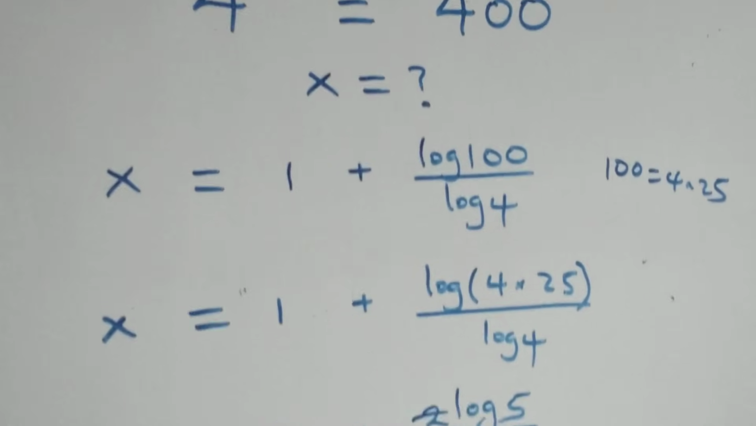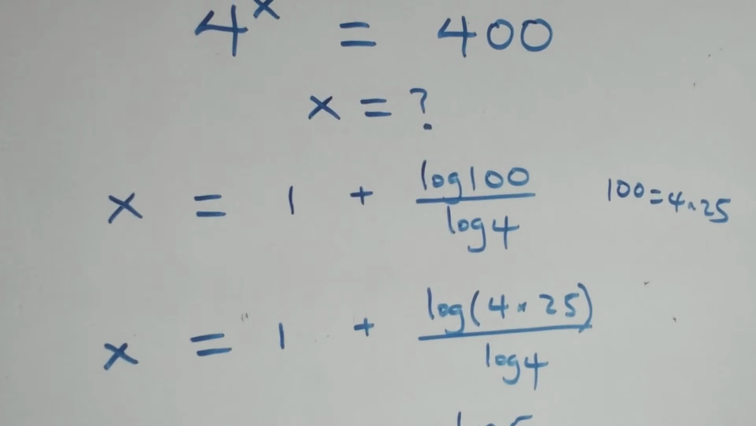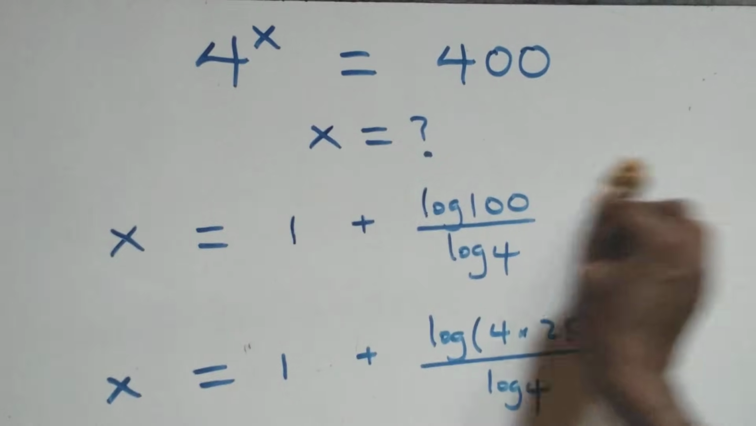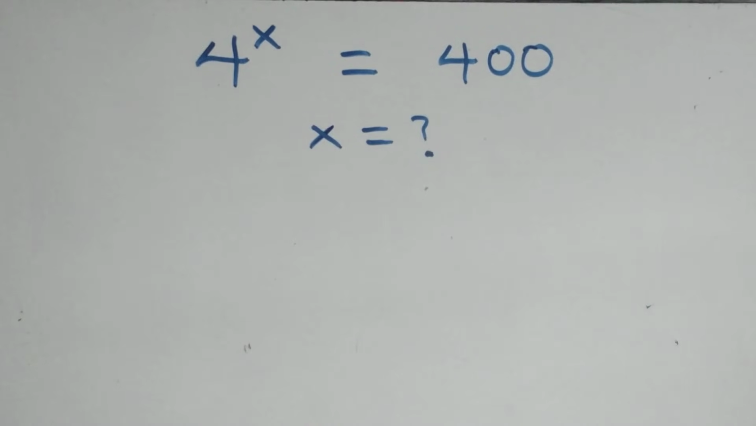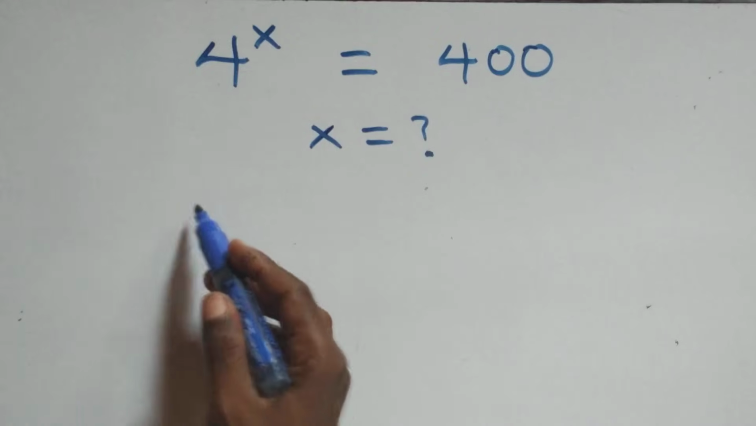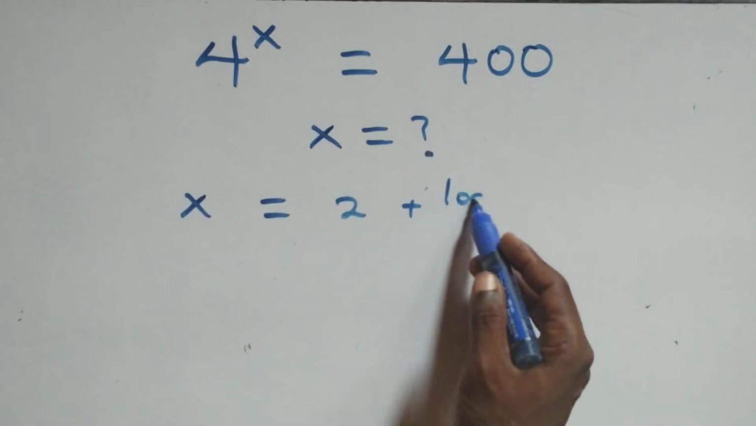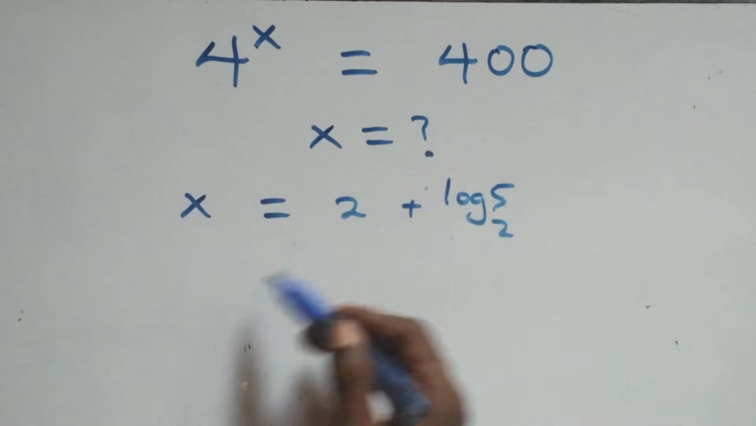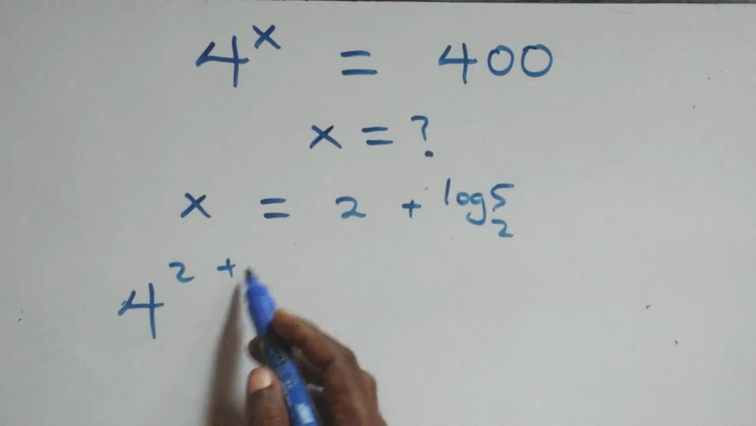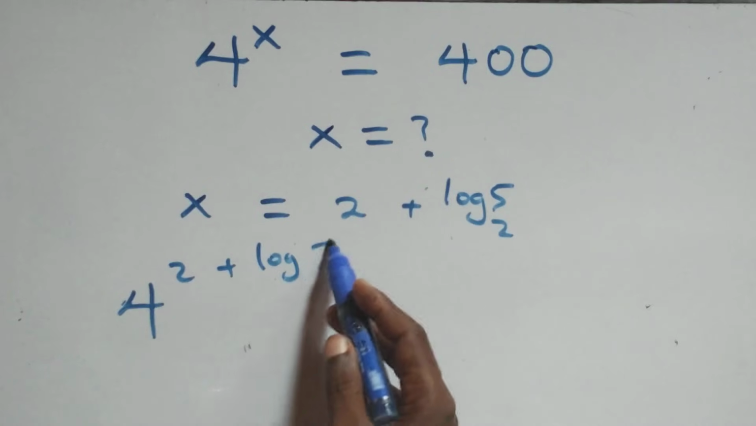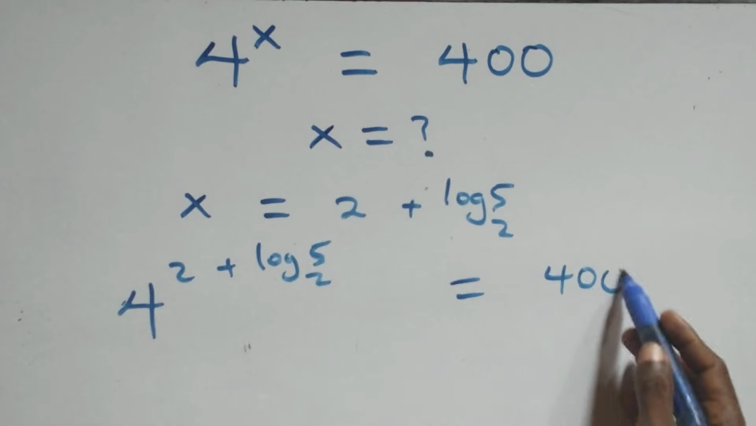Then we substitute the value of x here, which is x equals to 2 plus log 5 base 2. All we have here becomes 4 raised to power 2 plus log 5 base 2. Is this equal to 400 on this side?